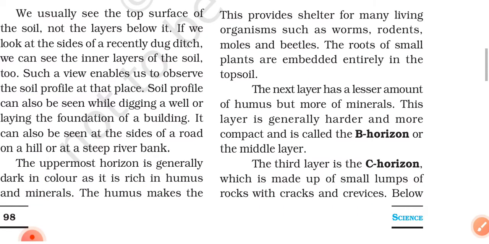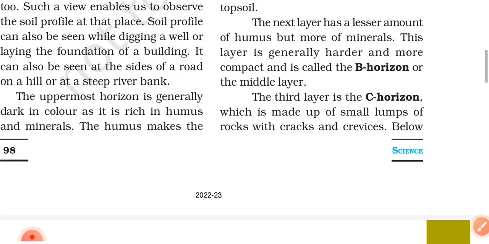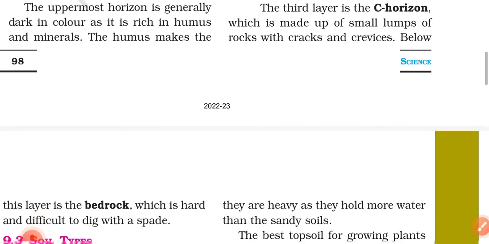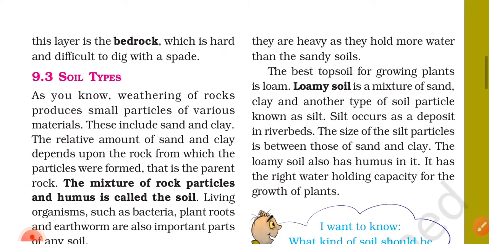The next layer has a lesser amount of humus but more minerals. This layer is generally harder and more compact and is called the B horizon or the middle layer. The third layer is the C horizon, which is made up of small lumps of rocks with cracks and crevices. Below this layer is the bedrock, which is hard and difficult to dig with a spade.